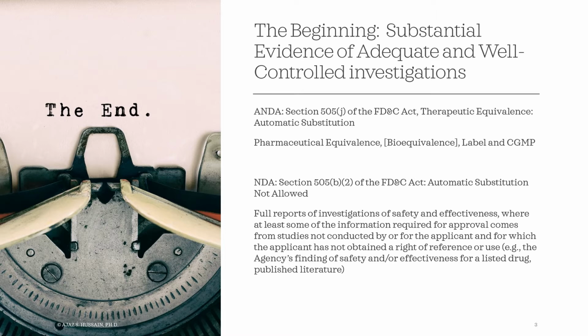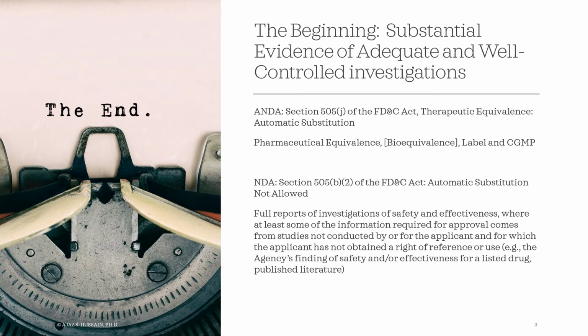Let us begin with the end in mind. Our discussion on evidence architecture is to find the portfolio of adequate and well-controlled investigations that allow us to claim therapeutic equivalence in a generic context where automatic substitution is allowed, and pharmaceutical equivalence, bioequivalence, label, and CGMP are the four components that, when integrated appropriately, provide the evidence of therapeutic equivalence.